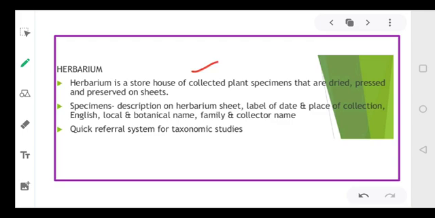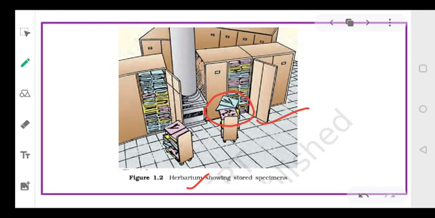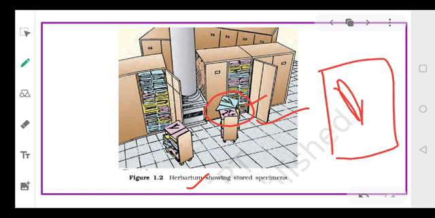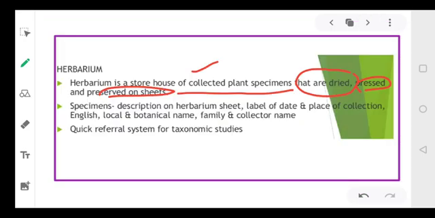So herbarium is basically a storehouse for the collected plant specimens. These specimens that we have are dried, pressed and preserved on sheets. Just now we see the visibility of leaves. So this is a format where the plant parts are preserved, dried, and then pasted on the sheet, and the information is written on that sheet, and that is preserved in the case of a herbarium. I hope you understood, right?